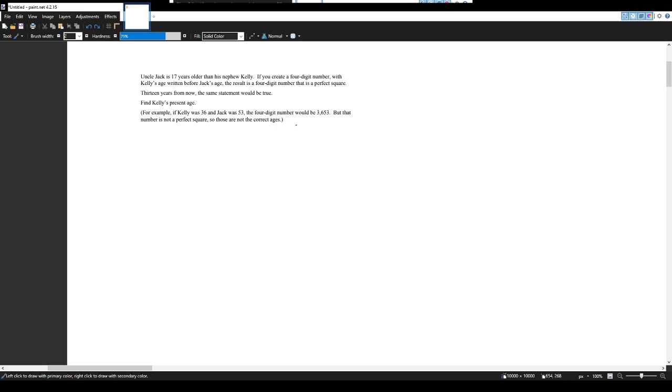All right, so I immediately see Uncle Jack, Kelly, so I'm going to write Jack's age as J and Kelly's age as K, just because variables are nice and these obviously represent the first letter of their names. So if Jack is 17 years older, then we can set them equal to each other if we add 17 years to Kelly's age, right? Because Kelly's age plus 17 years is going to be Jack's age. He's 17 years older. So we have that.